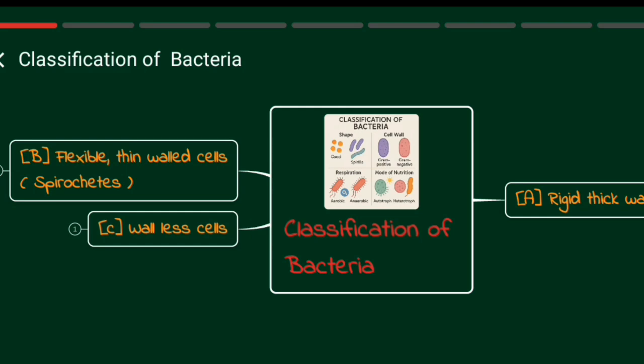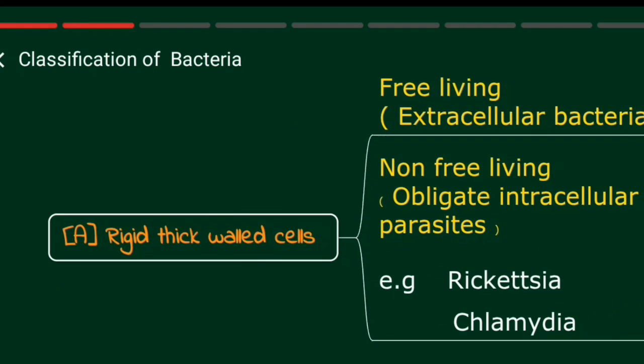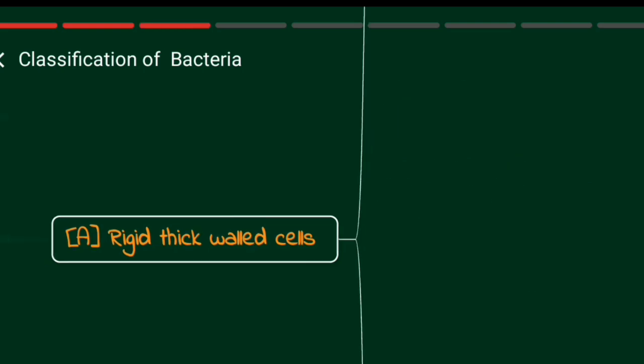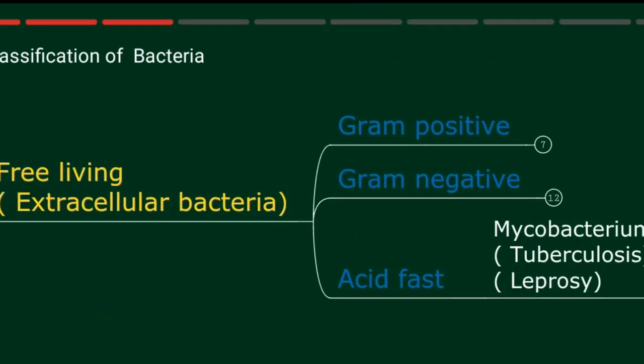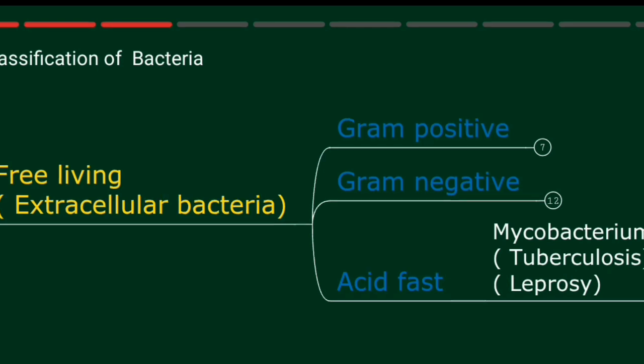So let's start with the rigid thick-walled cell bacteria, which are also classified into free-living extracellular bacteria and the non-free-living obligate intracellular parasites like Rickettsia and Chlamydia. Let's talk more about the free-living extracellular bacteria, which are classified into three: the gram-positive, the gram-negative, and the acid-fast. The acid-fast are Mycobacterium, which causes tuberculosis and leprosy.